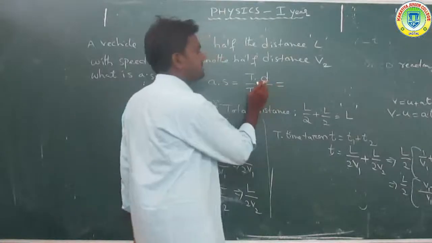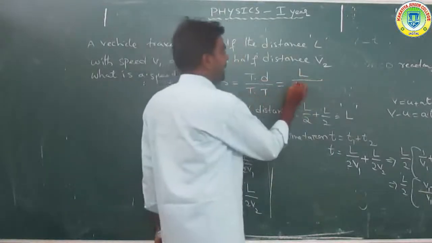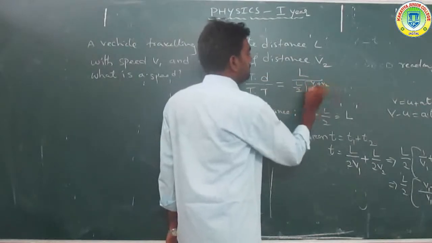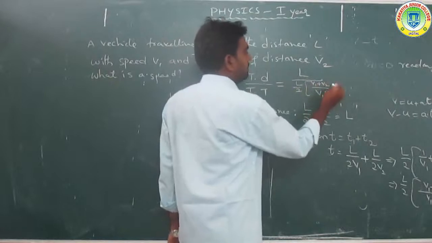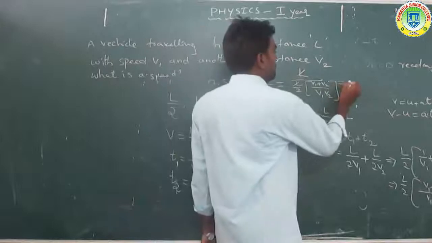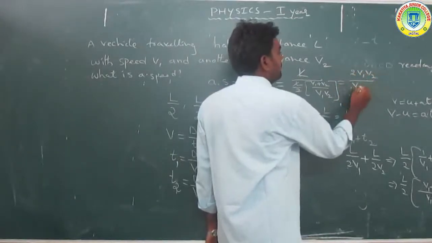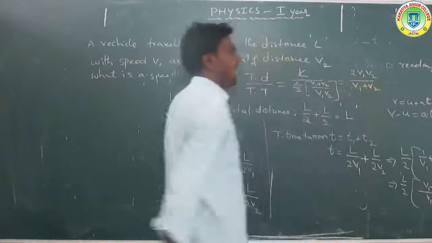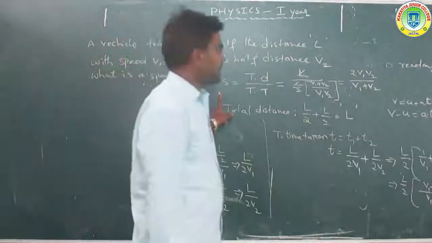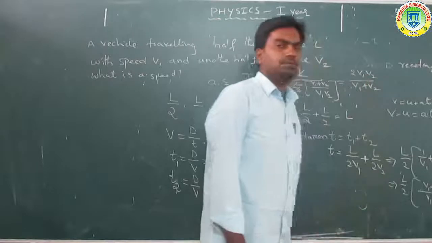The total distance is L and the total time is L by 2 into v1 plus v2 by v1 into v2. L cancels, so the final equation is 2v1v2 by v1 plus v2. This is the average speed, or average velocity.